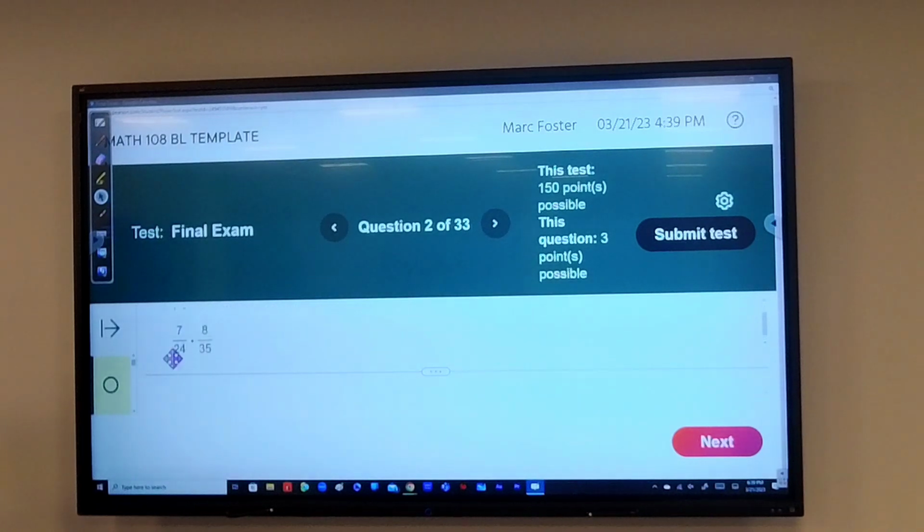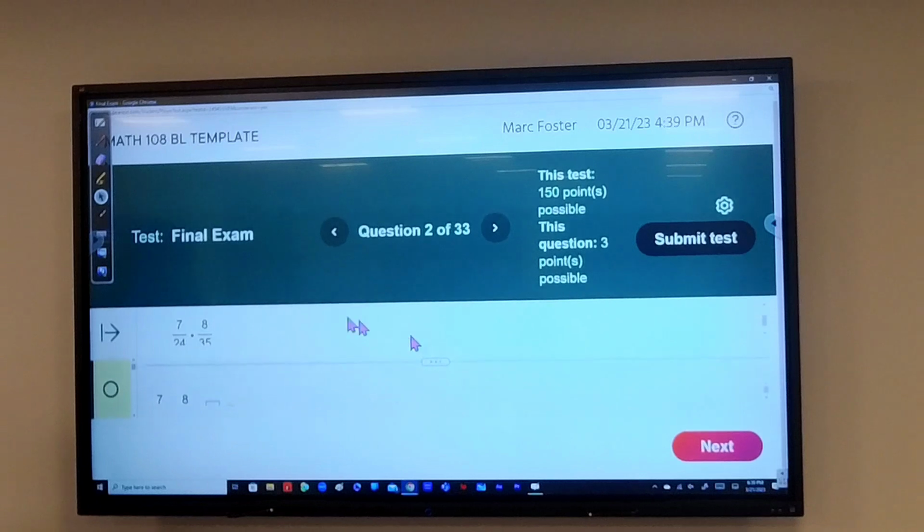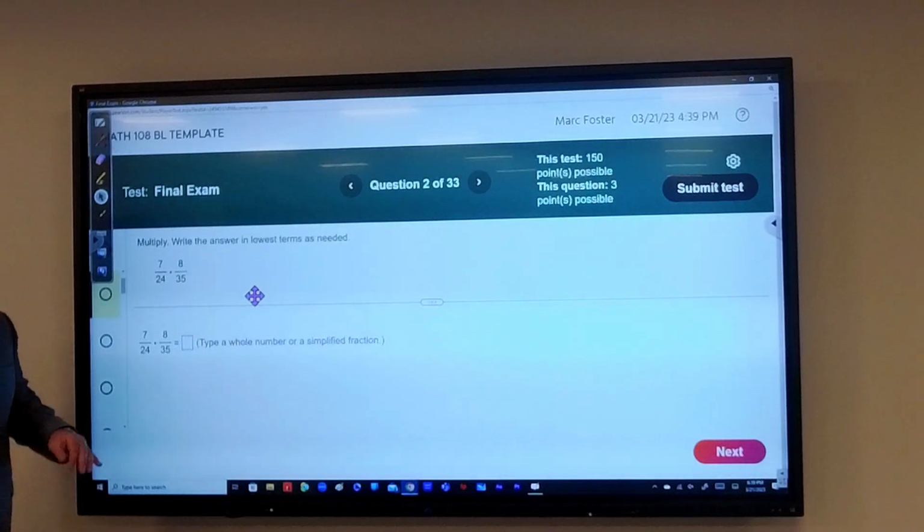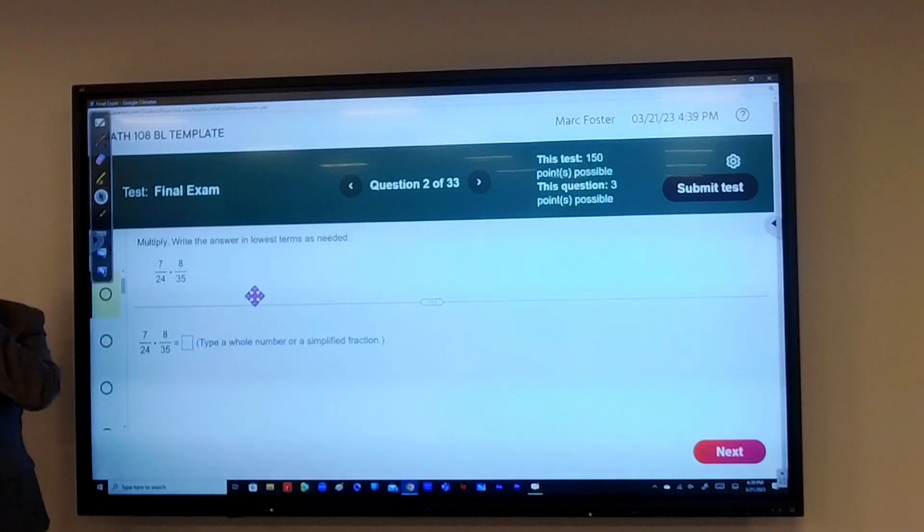Multiply. Write the answer in lowest terms. Those instructions are in reverse order from what they should be. You should not multiply and then put it in lowest terms. You should cancel first and then multiply. It's easier.